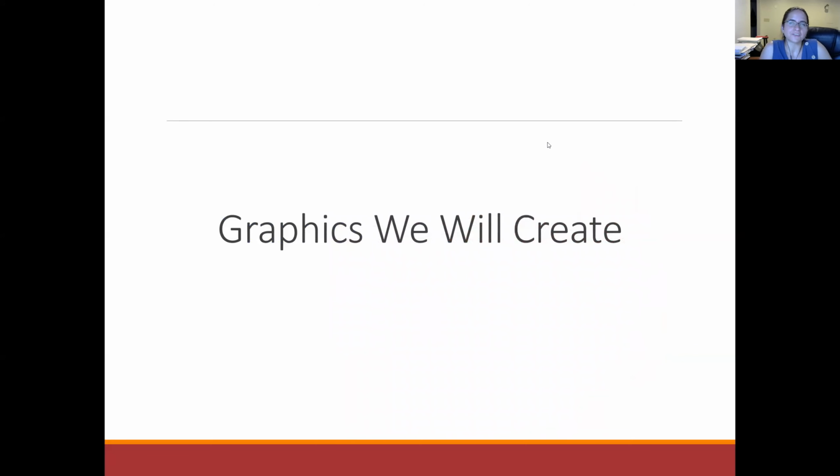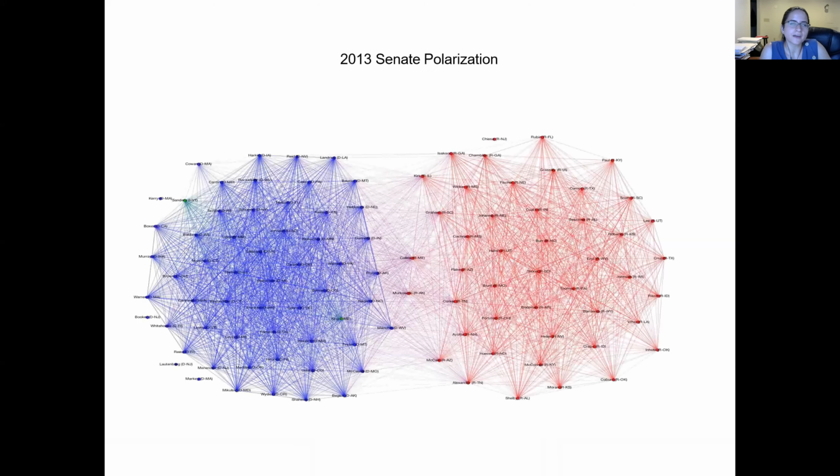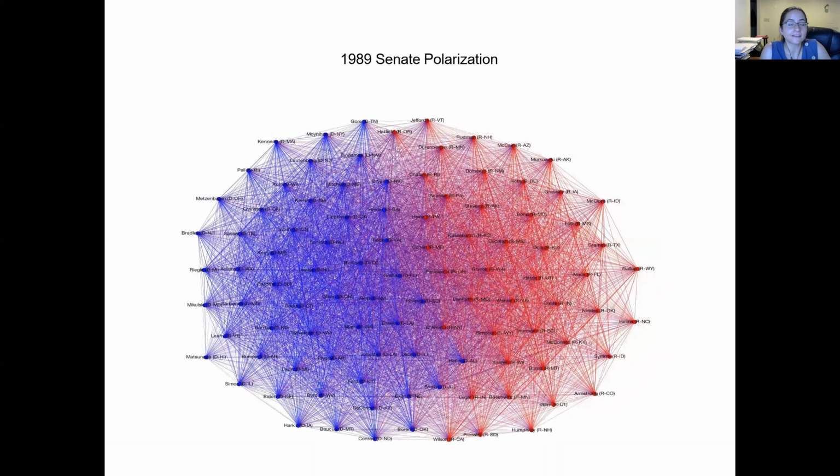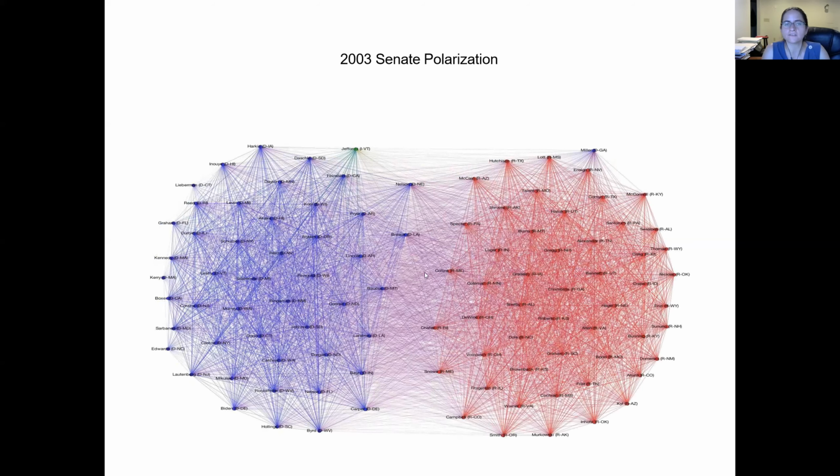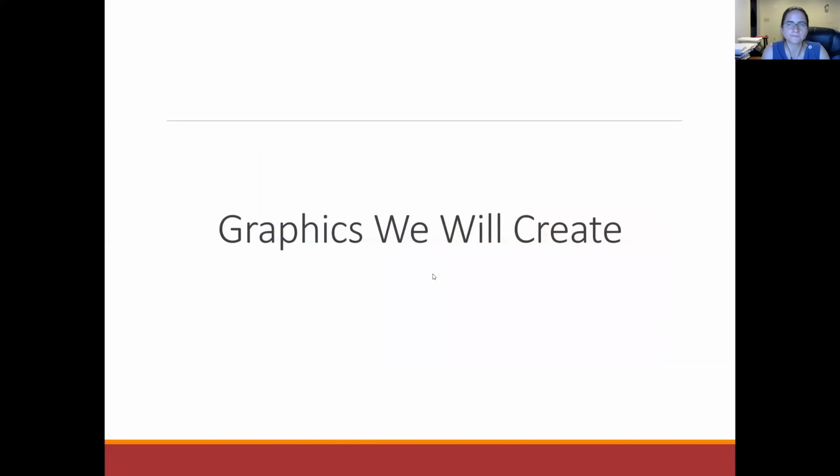So those are some aspirational graphics. And I'm actually going to talk next about the graphics that we will create, but before that, I'm going to quickly go back to 1989, and just note that one of the reasons that we're seeing less interconnection is because there used to be Southern Democrats in Congress. Southern Democrats were relatively conservative Democrats who tended to vote with the Democratic Party on economic issues, but voted with Republicans on racial and some cultural issues. Over time, the Southern Democrats have been kicked out of office and replaced by Republicans, and that is part of why you see this increasing polarization.